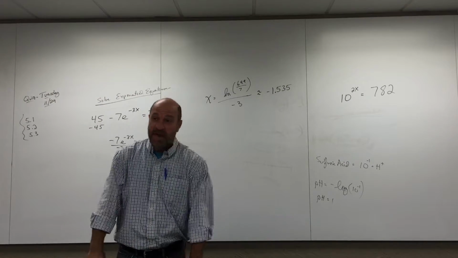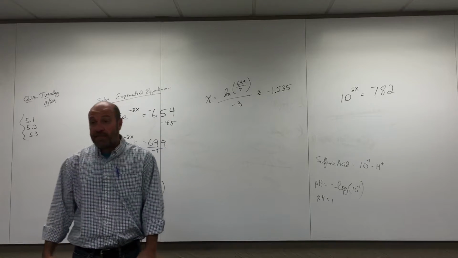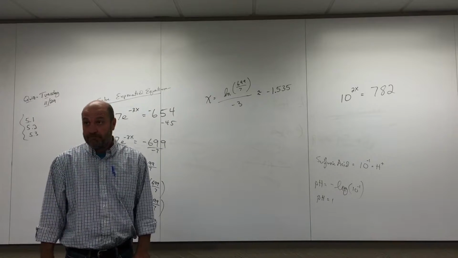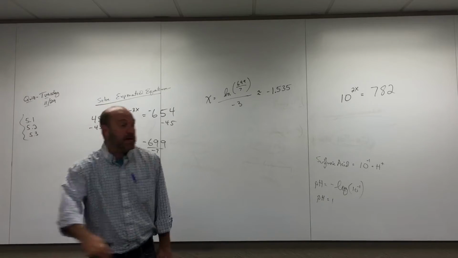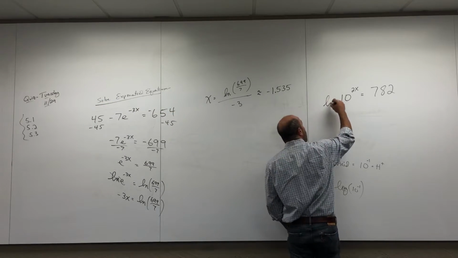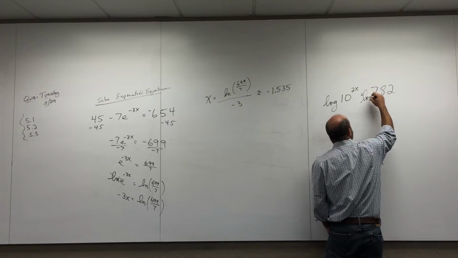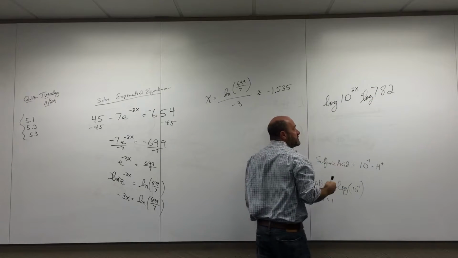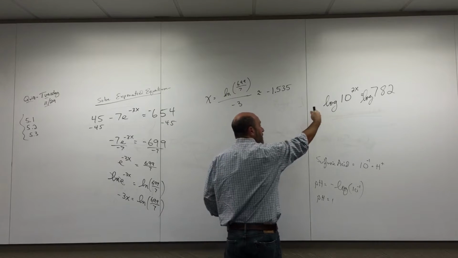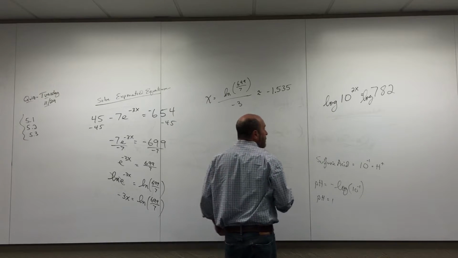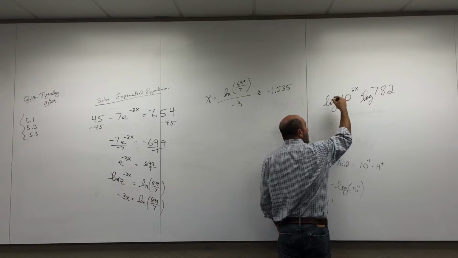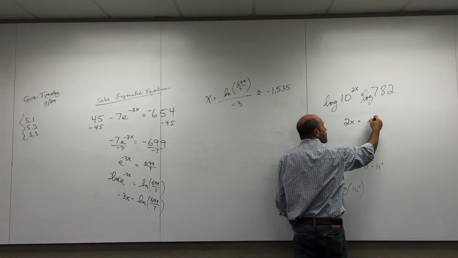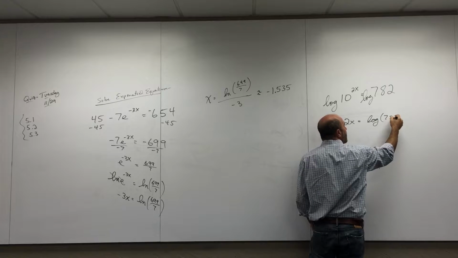If you're wanting to get rid of a base 10, I don't think I'd use a natural log. I think I'd use a regular log, a log base 10. Yeah. So I'm going to use log base 10. Log of both sides. By the way, the base was already exposed. All the preliminary steps were already done on this problem. So I'm just going to try to kill the base here. Log base 10 does kill base 10. I'm left with 2x equals this log of 782.